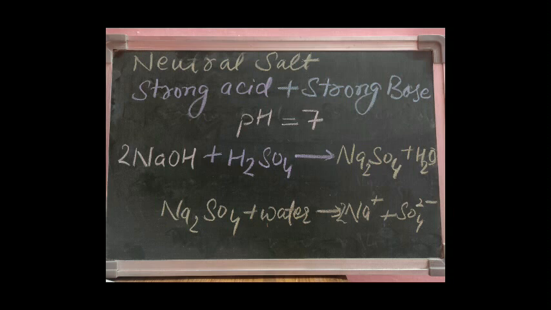Sodium sulfate is formed with the sodium hydroxide, a strong base, and sulfuric acid, a strong acid. When they react with each other, they form sodium sulfate. And similarly, when sodium sulfate is dissolved in water, when we do the hydrolysis of sodium sulfate, it produces Na positive and sulfate 2 negative ions.